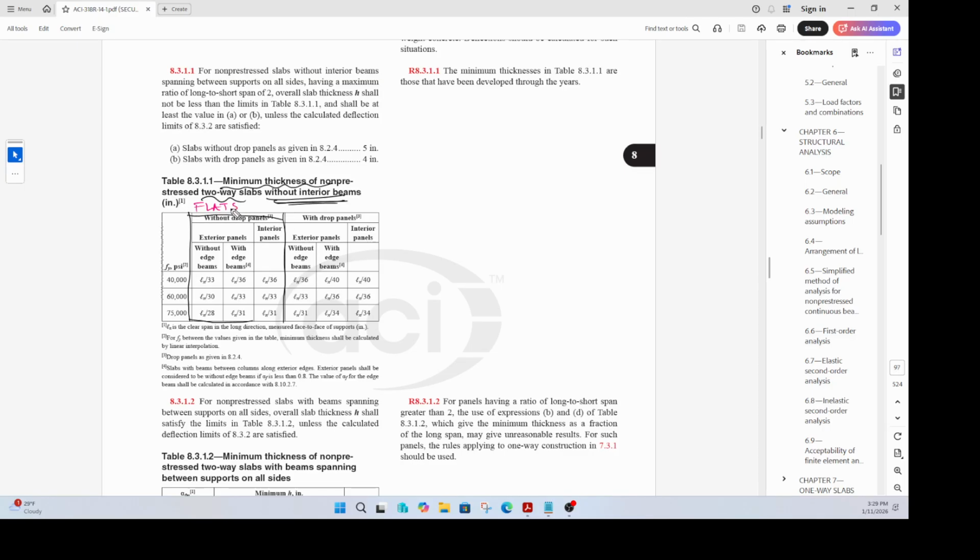Now, that section here is for flat slab, whereas this section here is for flat. Sorry, I think I got it backwards. This is for flat plate. This is for flat slab. Because remember, flat plate is something without a drop panel.